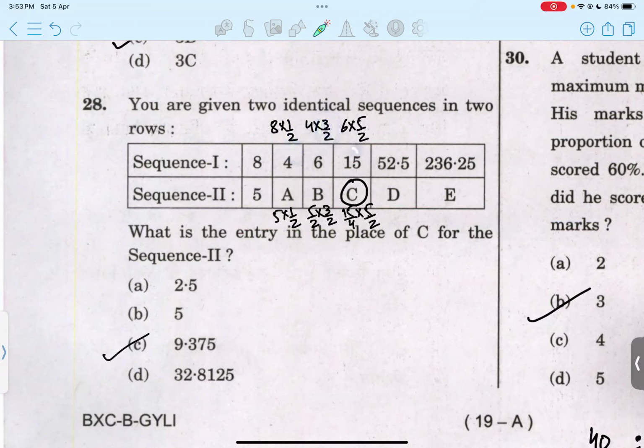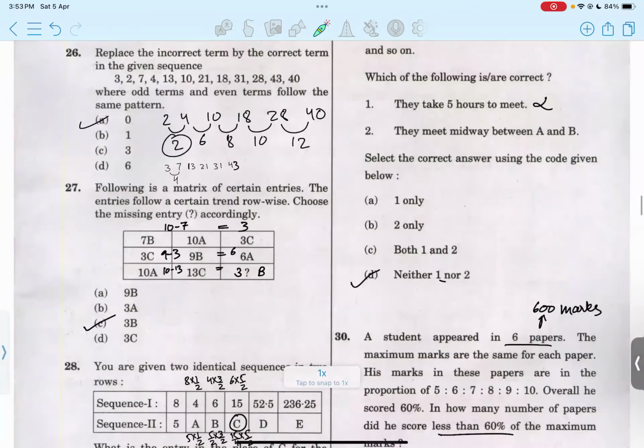Then what is 6? 6 is 3 by 2 of the previous number. And then what is 15? It is 5 by 2 of the previous number. So you can see the odd numbers are increasing here. So next would be 7 by 2, 9 by 2, and likewise. But we have to stop at C. So the exact same pattern would be followed in sequence number 2, and we'll get the value of C to be 9.375. Option C.